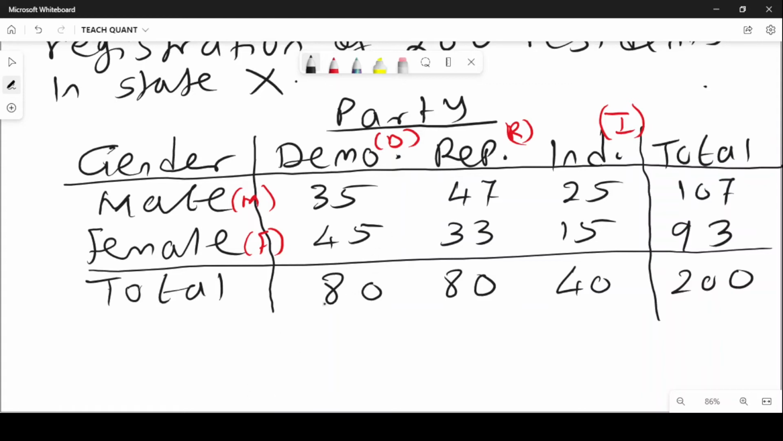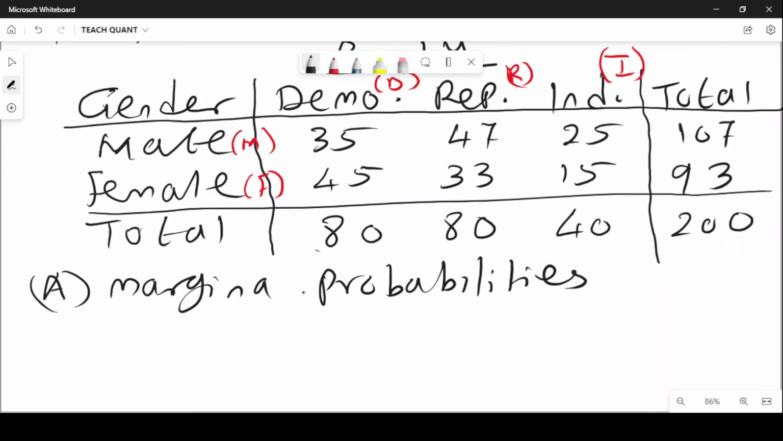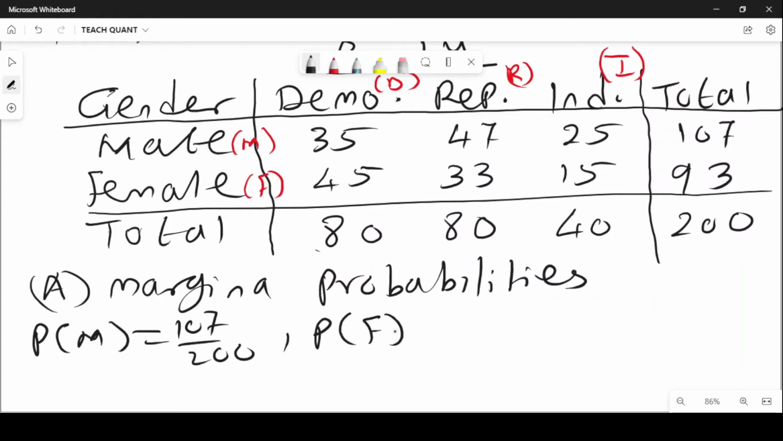What is on the margin, what is on the outside, is what we refer to as the marginals. So the marginal is the values that are on the edge. If I start off with the marginal probability, the marginal probabilities will be the ones on the outside. And what do I mean on the outside? For example, the probability of a male is 107 over 200. The probability of a female will be 93 over 200. And if you sum these two, they should give you a probability of 1 for the gender.